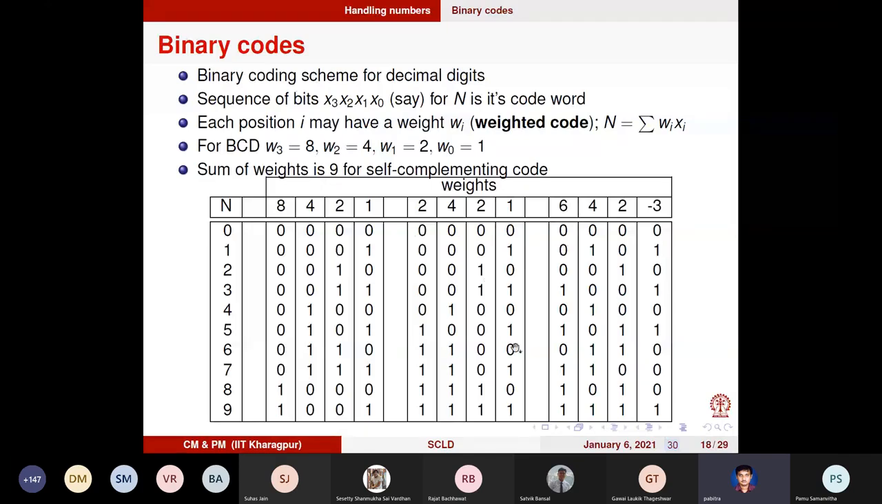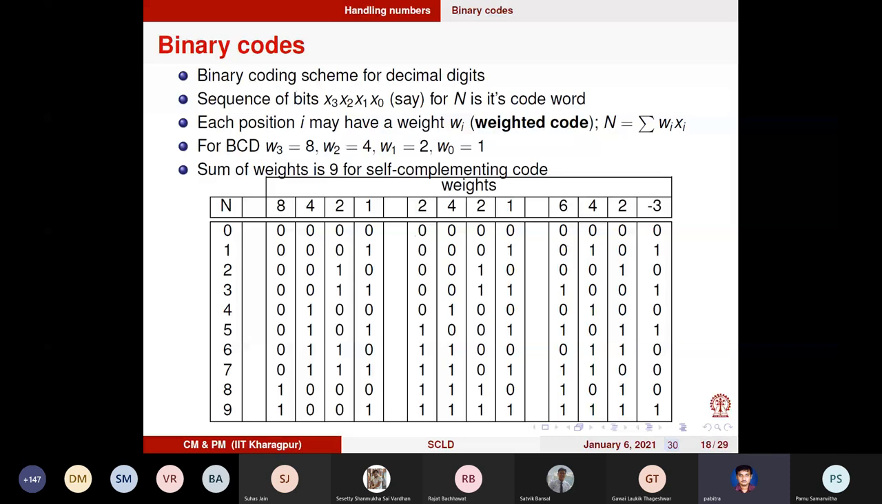So this self-complementation has some advantages. If you are taking the decimal number's complement, flipping a bit is a very simple digital operation in terms of circuits, so you easily get the ninth complement. So that's the benefit.